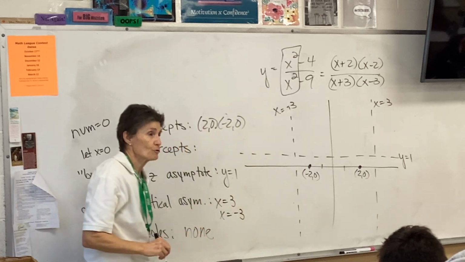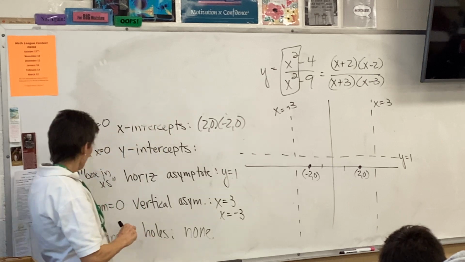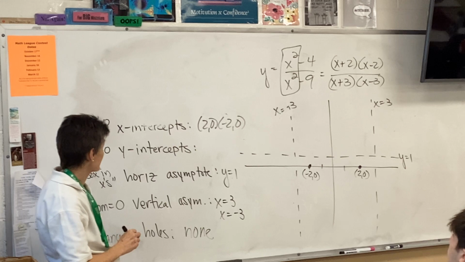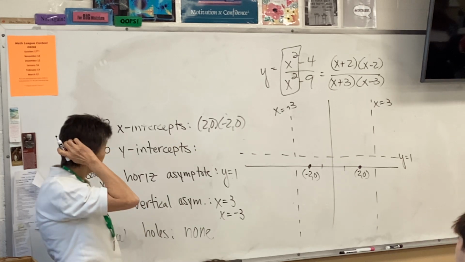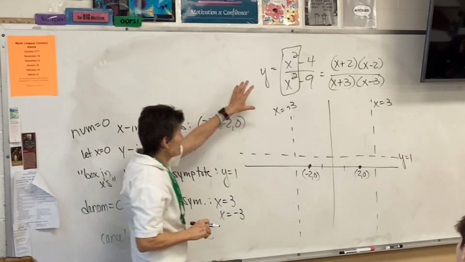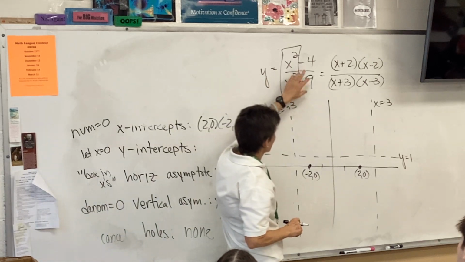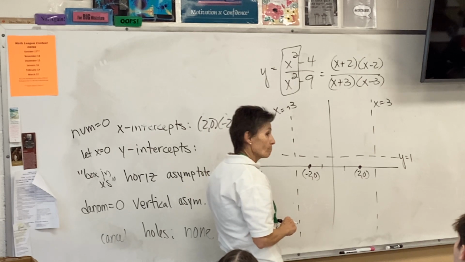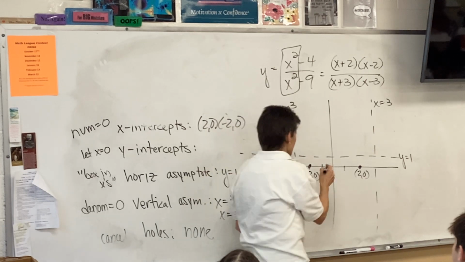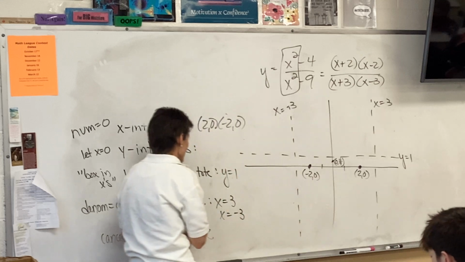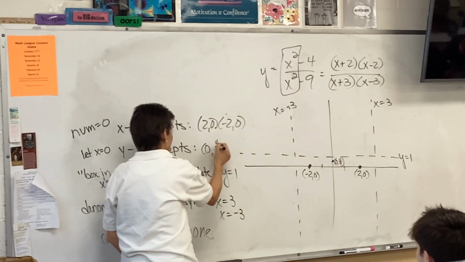I told you, the pictures are gonna get a little more complicated, but this is how you find what you need. Doesn't matter how complicated the picture is. How about y-intercept? What happens when I let x be 0? It's easiest to do it right here. If you put in zeros, what do you end up with? 4/9. Which is less than 1, so it's underneath that asymptote.